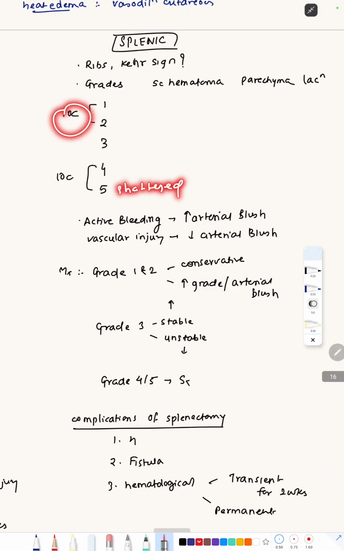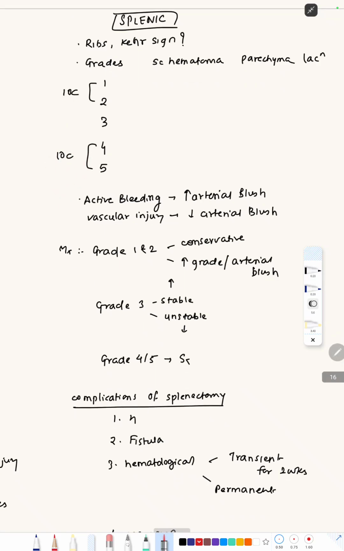The investigation of choice for grade 1 and 2, because it's a stable patient, is CECT. The investigation of choice for grade 4 and 5 remains to be the first. The first investigation for both is FAST. Active bleeding is present and there is an increased arterial blush on CECT. If vascular injury is present, then there is a decreased arterial blush.